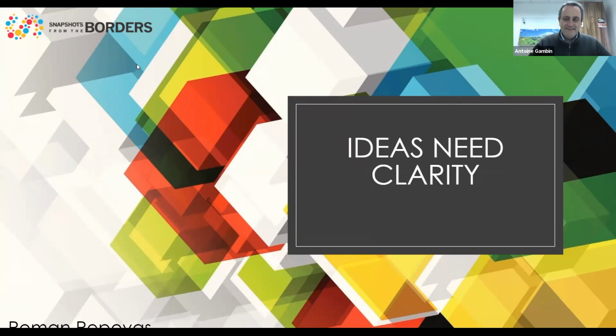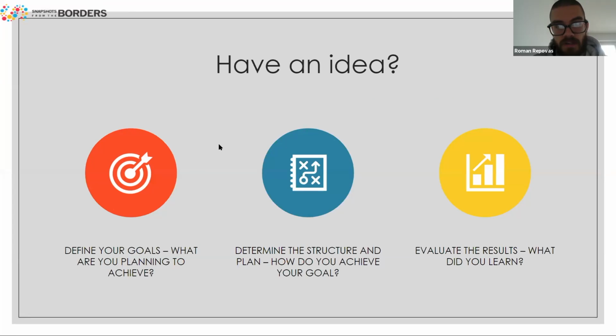So basically, this is a presentation about how we can clarify our ideas and how we can apply them maybe to some social topics. If you have an idea, we can follow three very simple steps. First, we define the goals: what are we planning to achieve with this? Following that, we work on the structure, the plan for achieving these goals. And finally, we evaluate the results: what did we learn, how can this be improved, and how can we optimize this in the future.